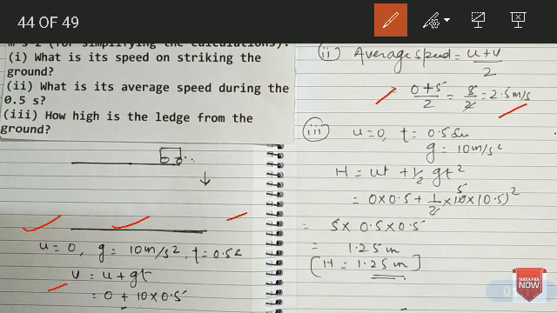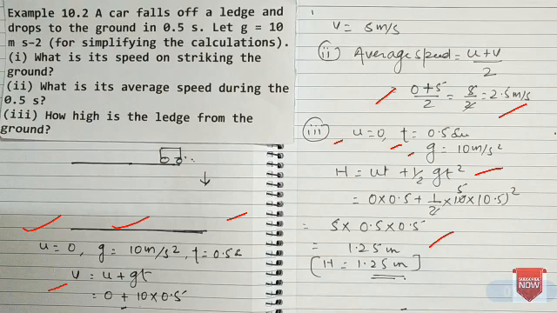Now for the third part, how high is the ledge from the ground, you know the initial velocity, you know the time, you know the acceleration due to gravity. We will apply the second equation of motion under gravity, and after placing the values and doing the calculation, the answer is 1.25 meters. Height is equal to 1.25 meters.